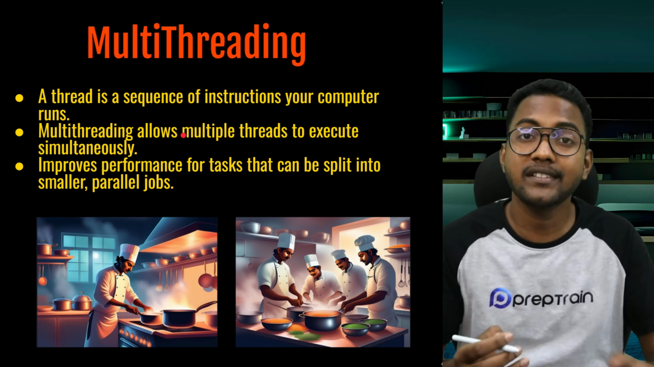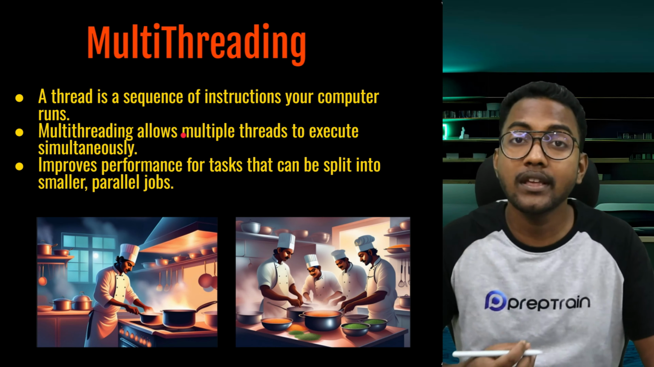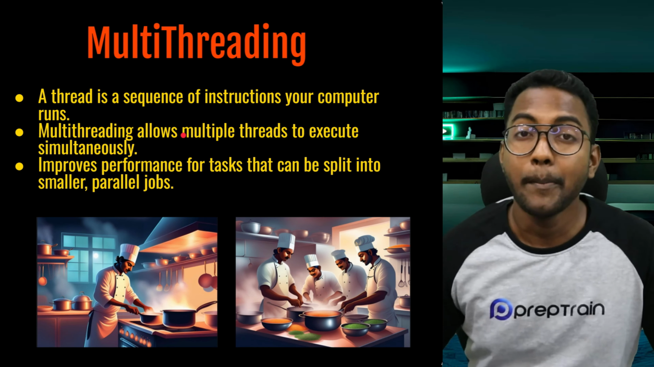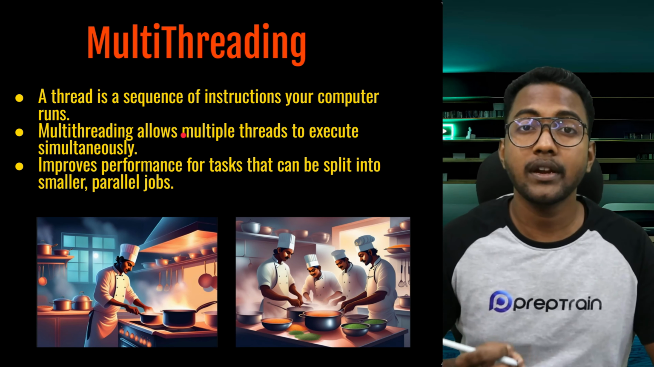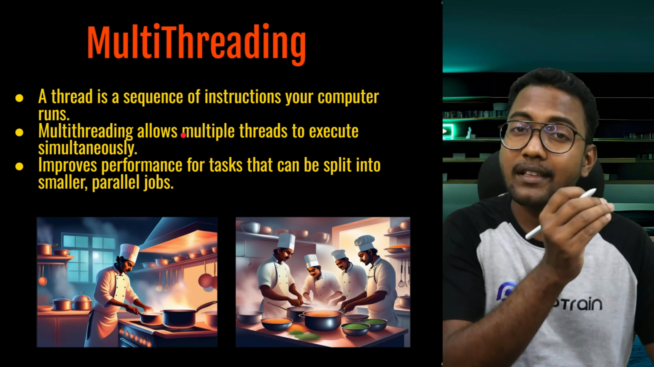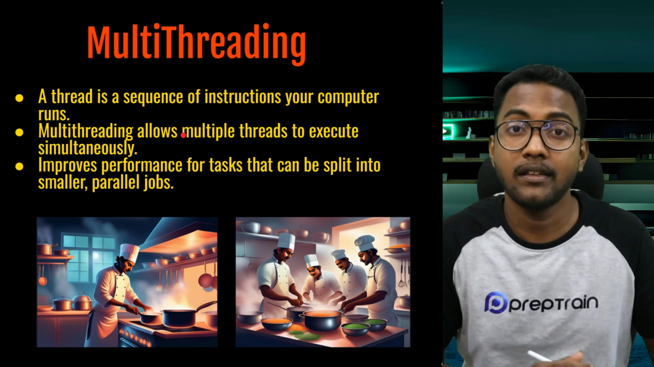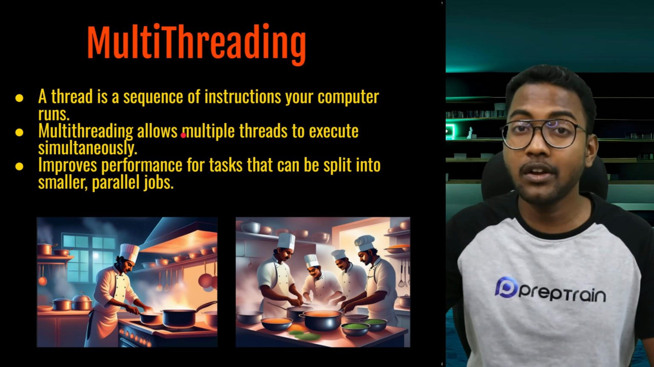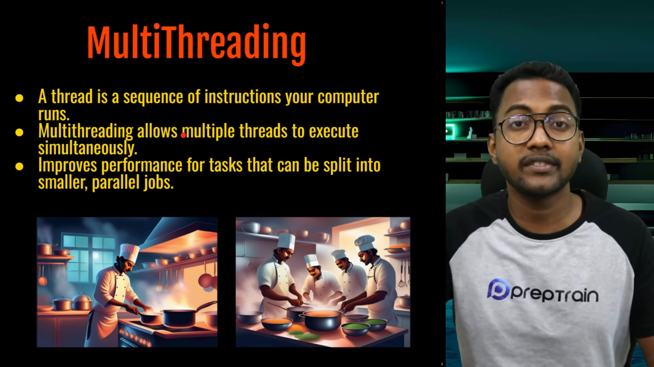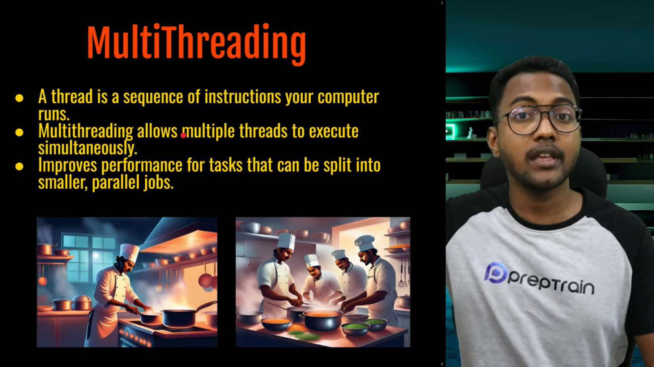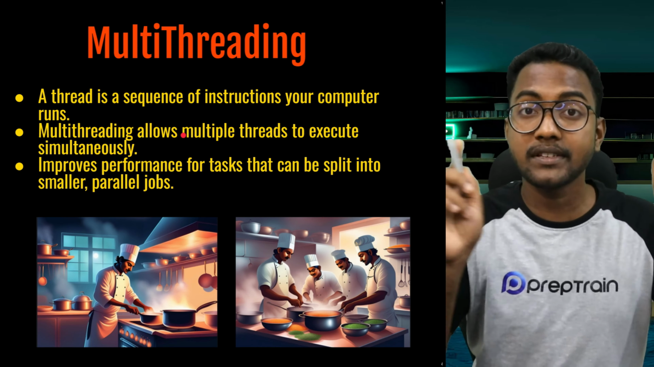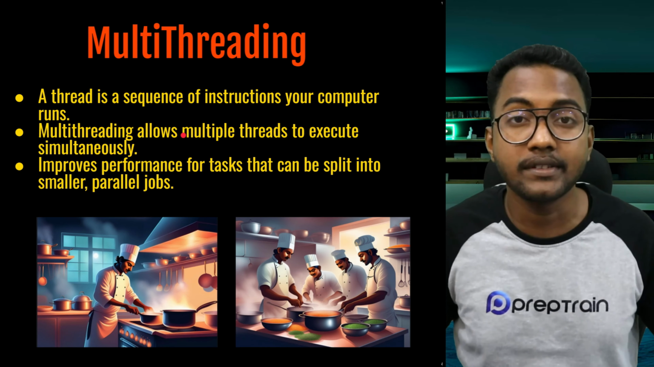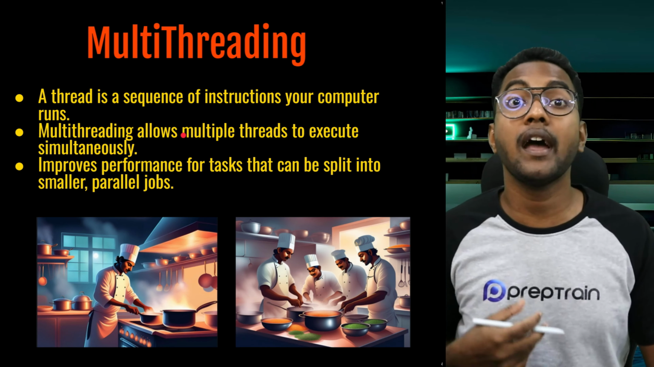Your computer is capable of doing more than one task at a time, and this is where multithreading comes into play. Multithreading allows your computer to break down tasks into smaller pieces and work on them simultaneously. Think of it as having multiple chefs in the kitchen, each working on different parts of a meal. Instead of one chef doing everything one step at a time, multiple chefs can work together, chopping, grilling, and plating all at once. This makes the process faster and more efficient.